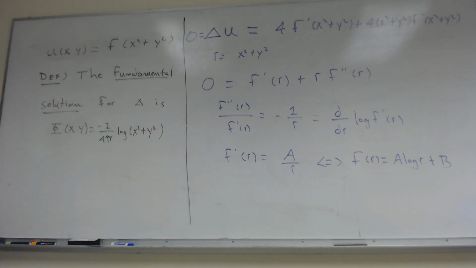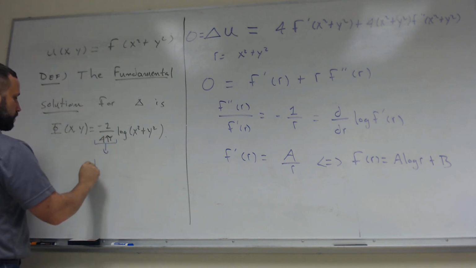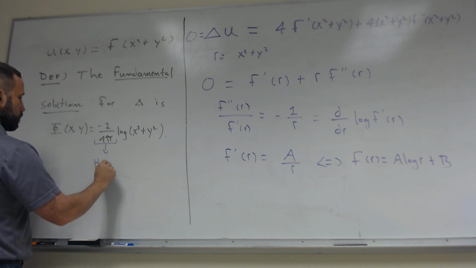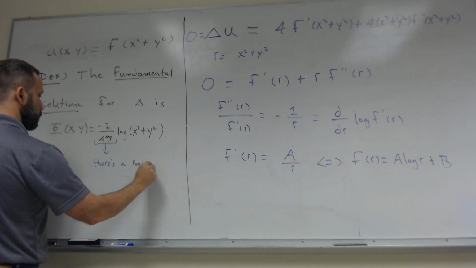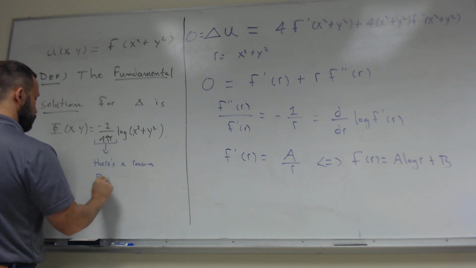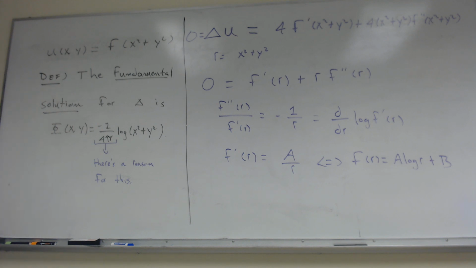So in other words, if I compare this to this, I'm taking b equals 0 and a equals minus 1 over 4 pi. We're not going to be able to talk about it a whole lot, but there's a reason for this, and I'll touch on it in just a minute. Okay, so this is the fundamental solution for Laplace's equation.